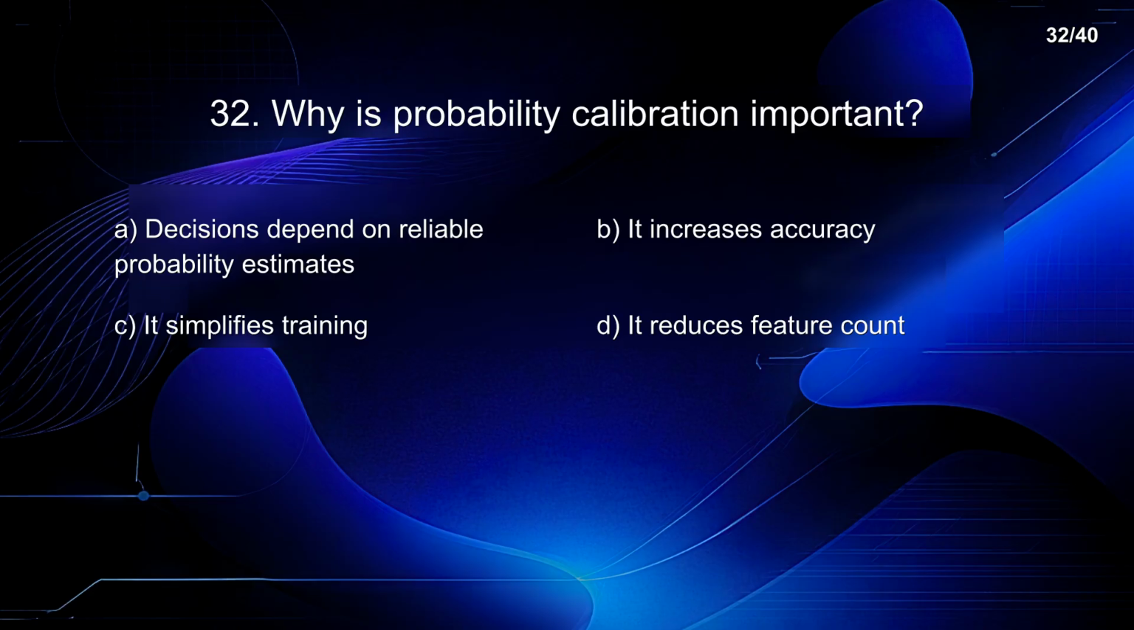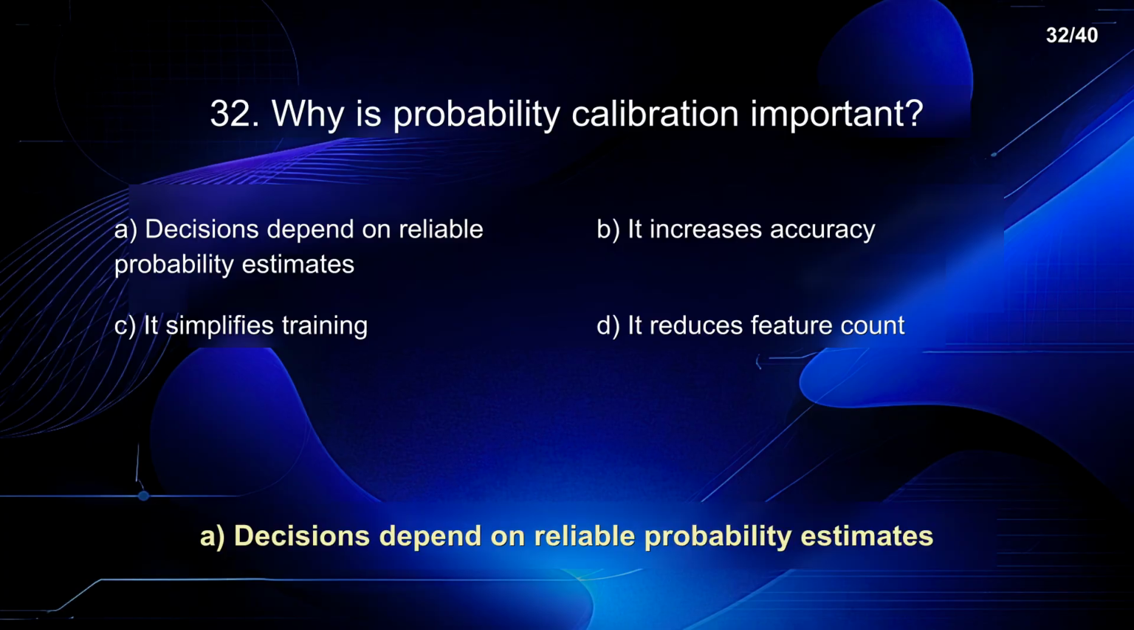32nd question. Why is probability calibration important? A. Decisions depend on reliable probability estimates. B. It increases accuracy. C. It simplifies training. D. It reduces feature count. Correct answer is A. Decisions depend on reliable probability estimates.